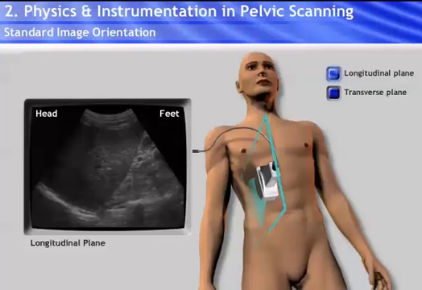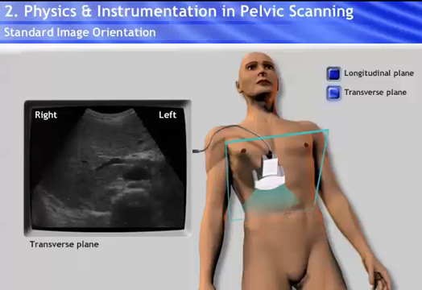Ultrasound images are oriented in a standard way. This is an image of a liver ultrasound, but it demonstrates the principles of the longitudinal and transverse planes. When scanning in a longitudinal plane, the operator holds the transducer in such a way as to cause the end of the image toward the patient's head to be off the left side of the video screen, and the end of the image toward the patient's feet to be off the right side.